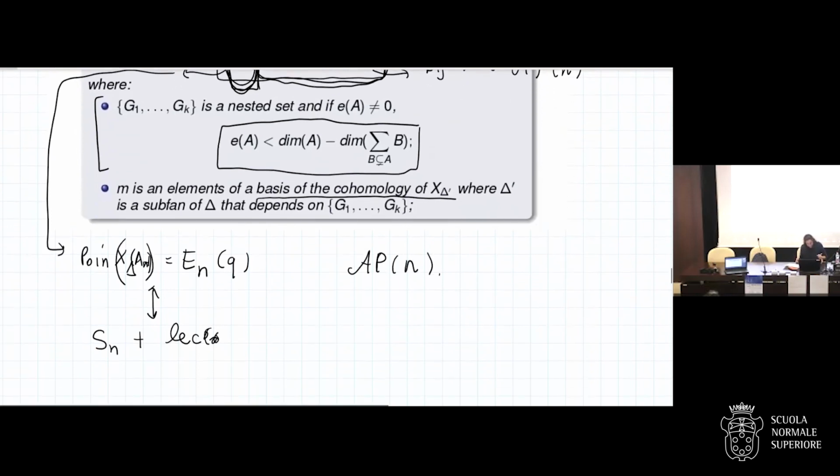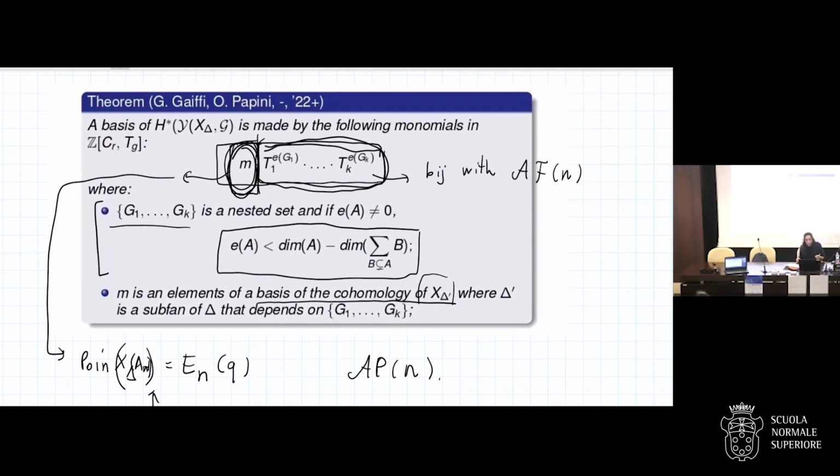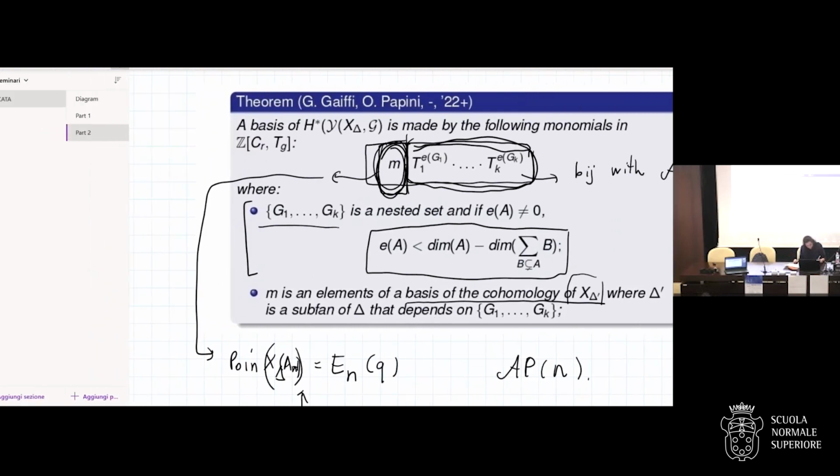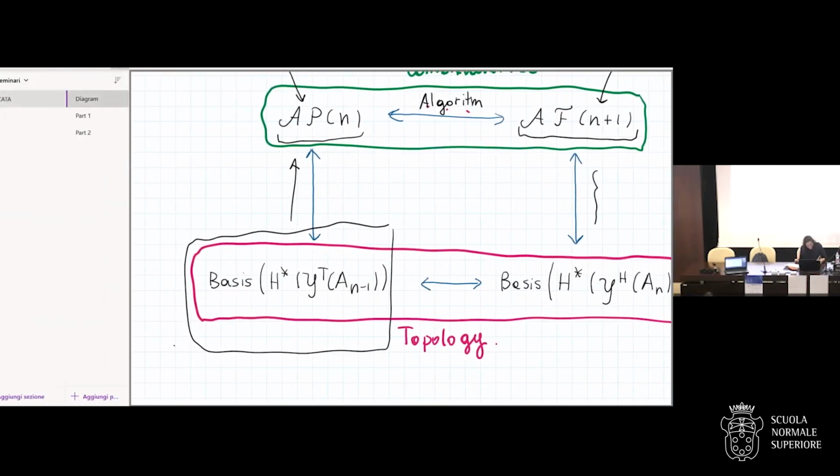I did not tell you that this X delta prime fan actually depends on the nested set, and is exactly the X delta fan associated to AN, where M is the number of connected components one can find in the forest associated to this nested set. So I think I'm out of time. So that's just the very last thing.